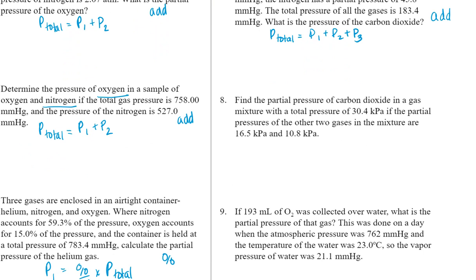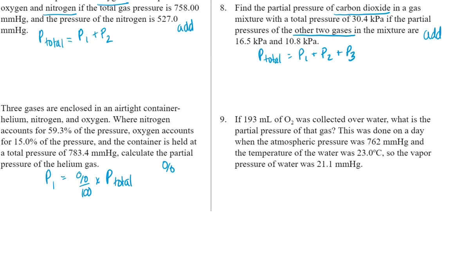The next question, there are no percentages listed, so I must be using Dalton's law with addition. And I see something about carbon dioxide, and then it says 2 other gases. That means there are 3 of them all together. So I need to have 3 partial pressures. Lastly, I don't see any percentages, but I do see collected over water. So whenever you see collected over water, that's Dalton's law of addition, and we're going to have two partial pressures. This one will be the gas, and this one will be the water. Now that you've decided the formula, see if you can go through and solve each one. Then come back here and check your answers with me.